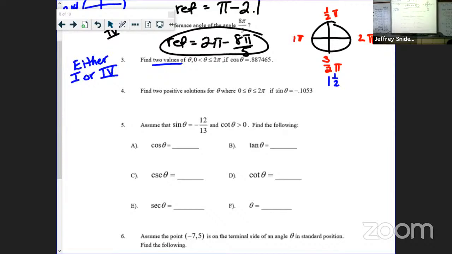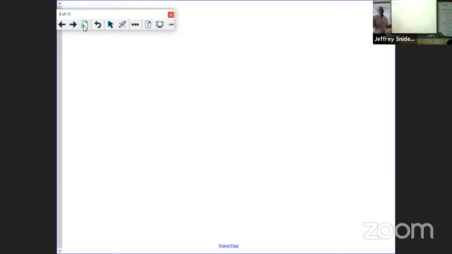So that's why you need to know what quadrant it's in, because then you know whether or not to do anything with it, whether to subtract pi, add pi, or subtract from 2 pi. So you just do 2 pi minus that angle, whatever that is.